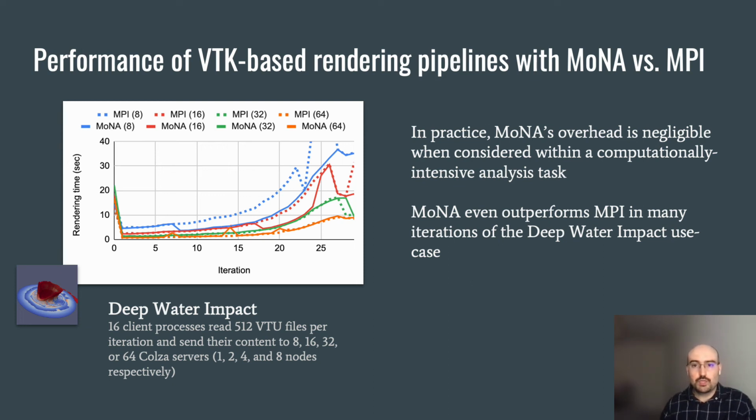In practice, what we can see here is that Mona either has a slight, I would say negligible overhead over MPI, or in many iterations, it actually outperforms MPI.